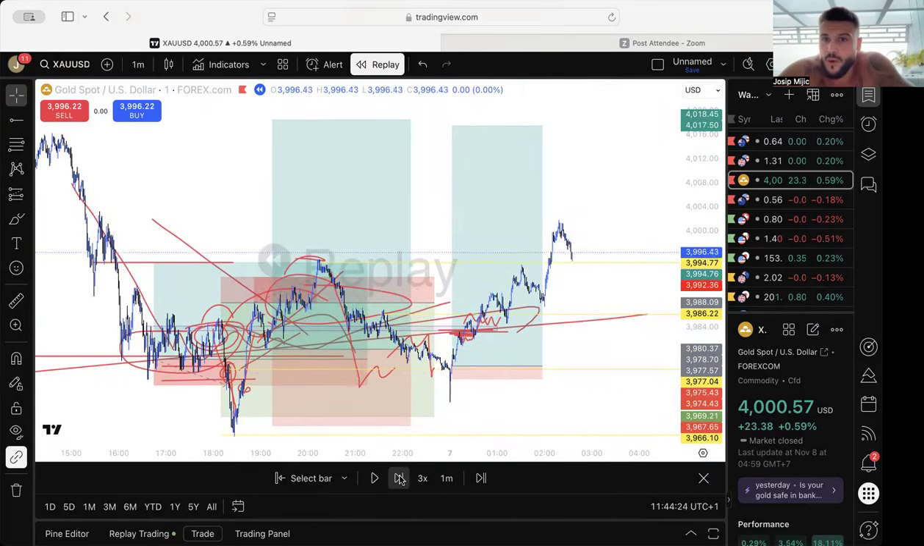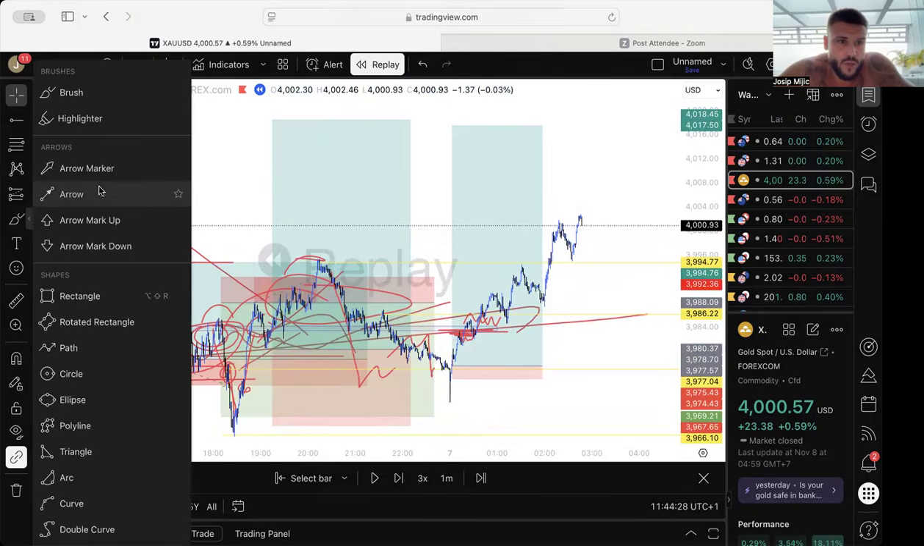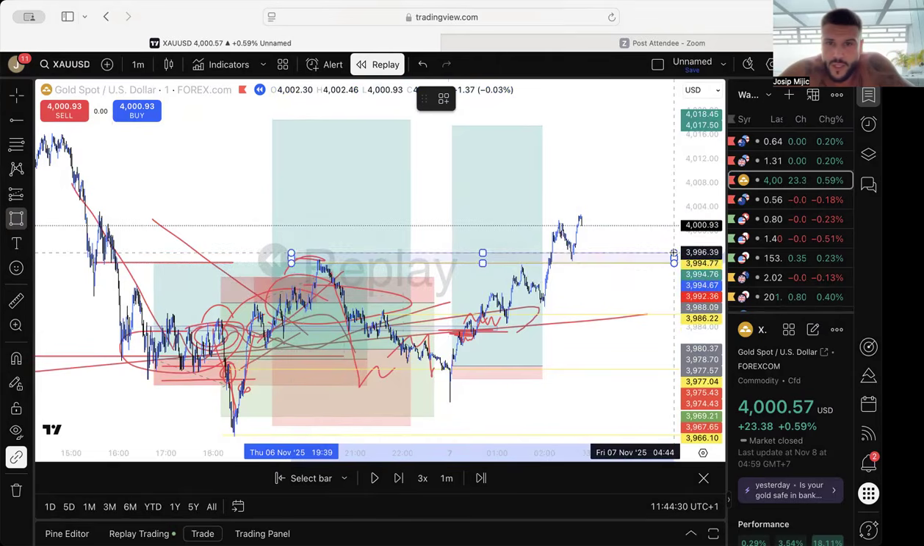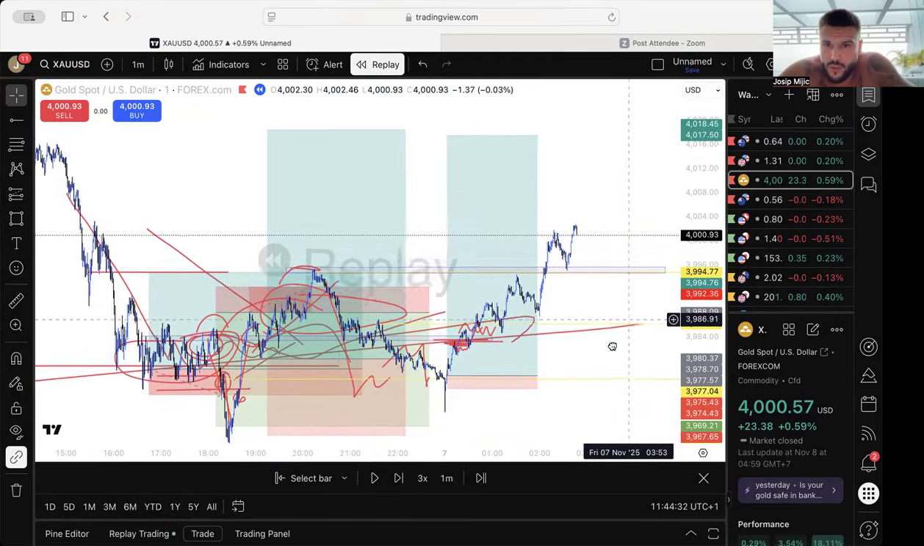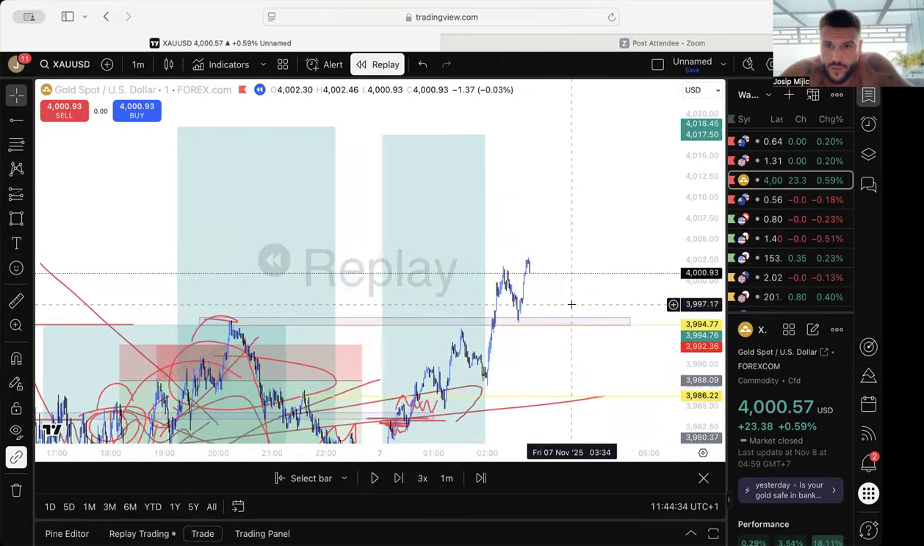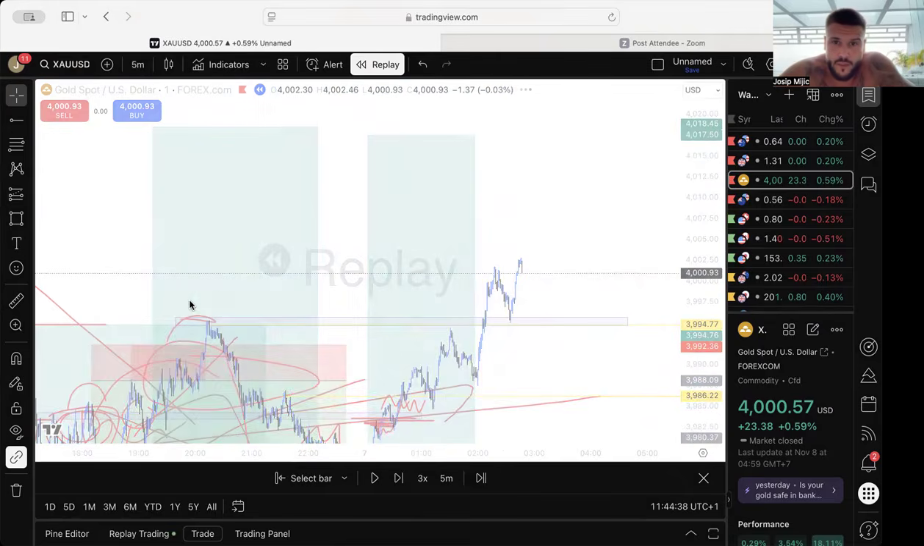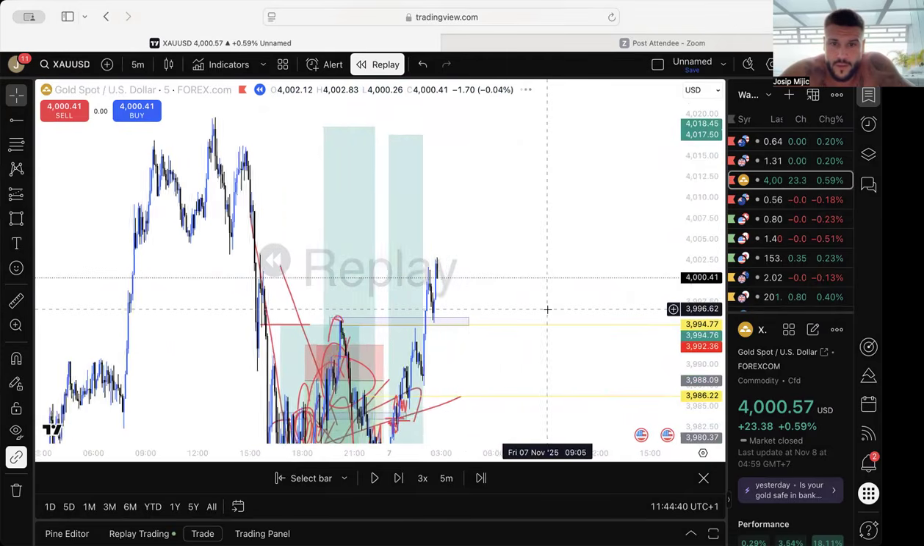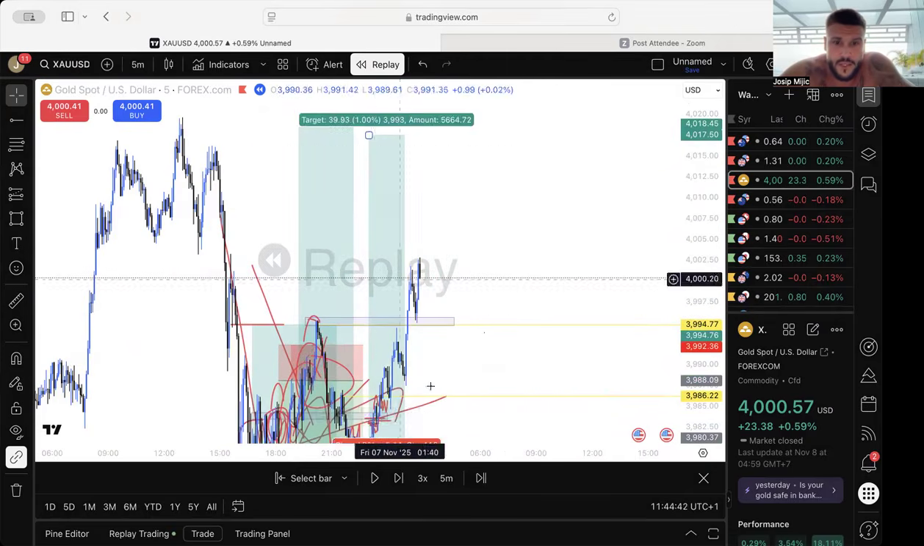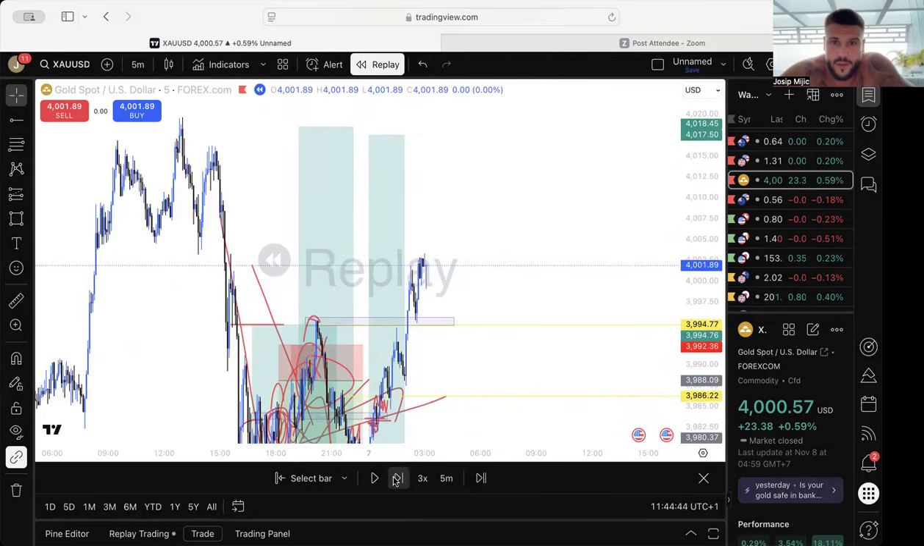Even now, when you follow the market that way, you don't need to close the position just because you want to close it. You need to follow the market and see how the support and resistance is respected at this point, and you just let it ride. And now let's see how it plays out.